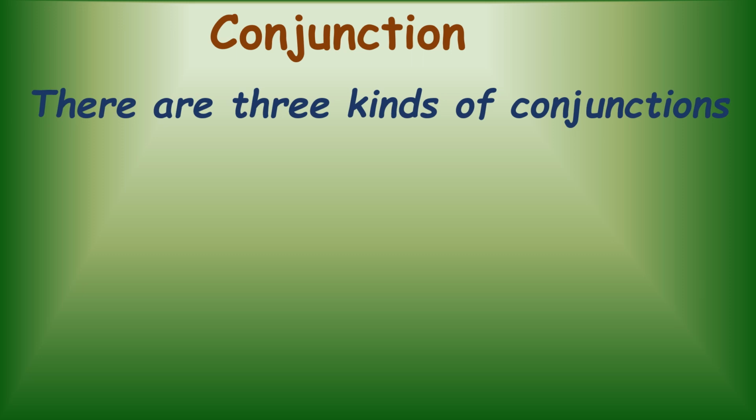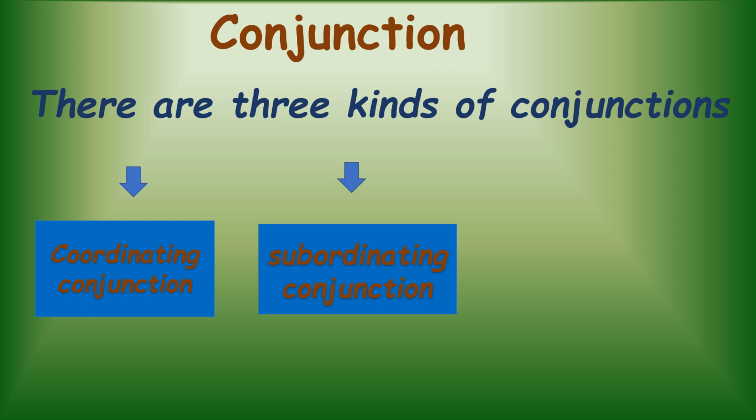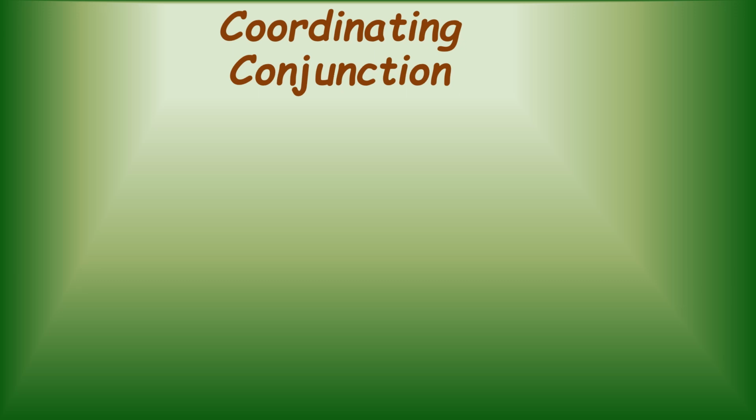First of all, we need to know that there are three kinds of conjunctions: coordinating conjunctions, subordinating conjunctions, and correlative conjunctions, each serving its own distinct purpose, but all working to bring words together. Today we're going to discuss one kind of them only, that is coordinating conjunctions.